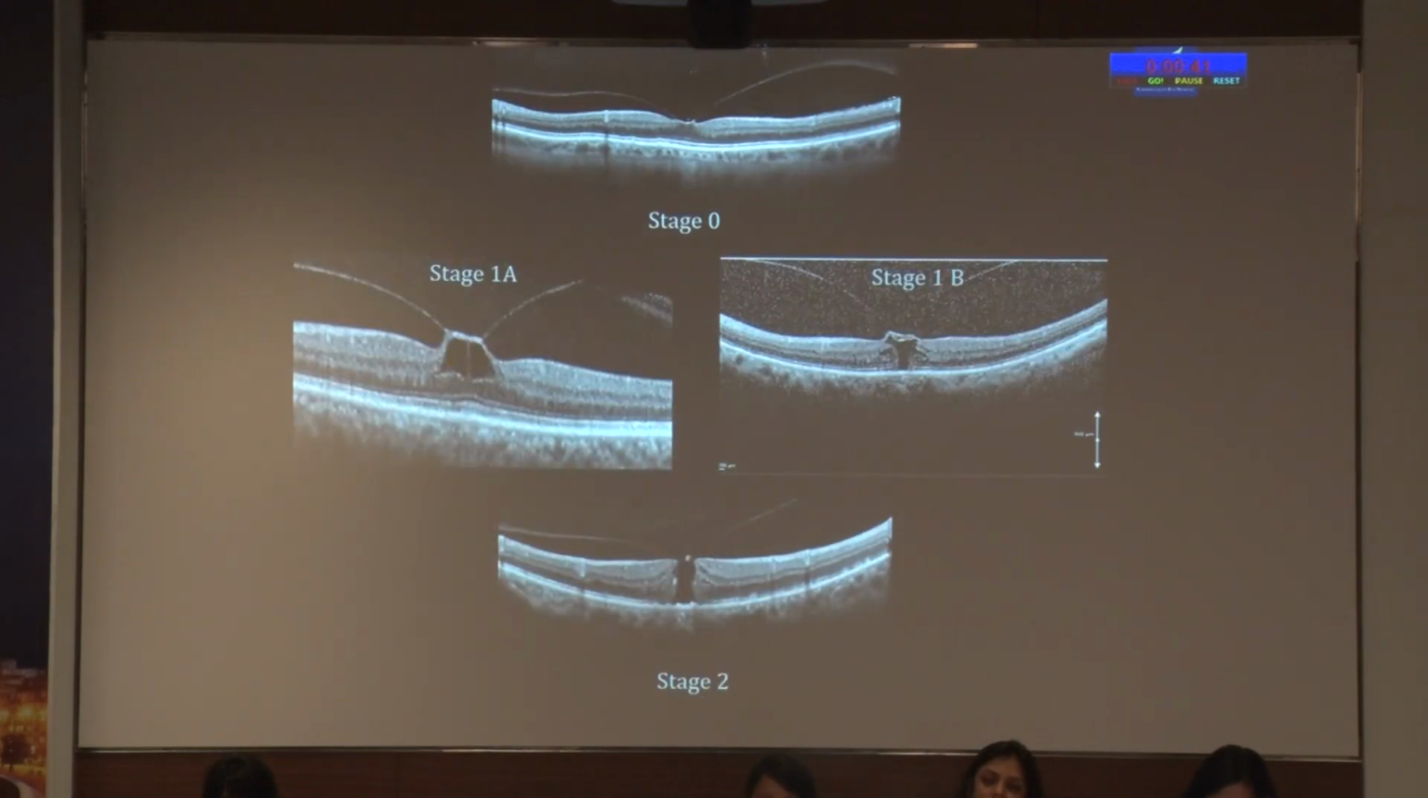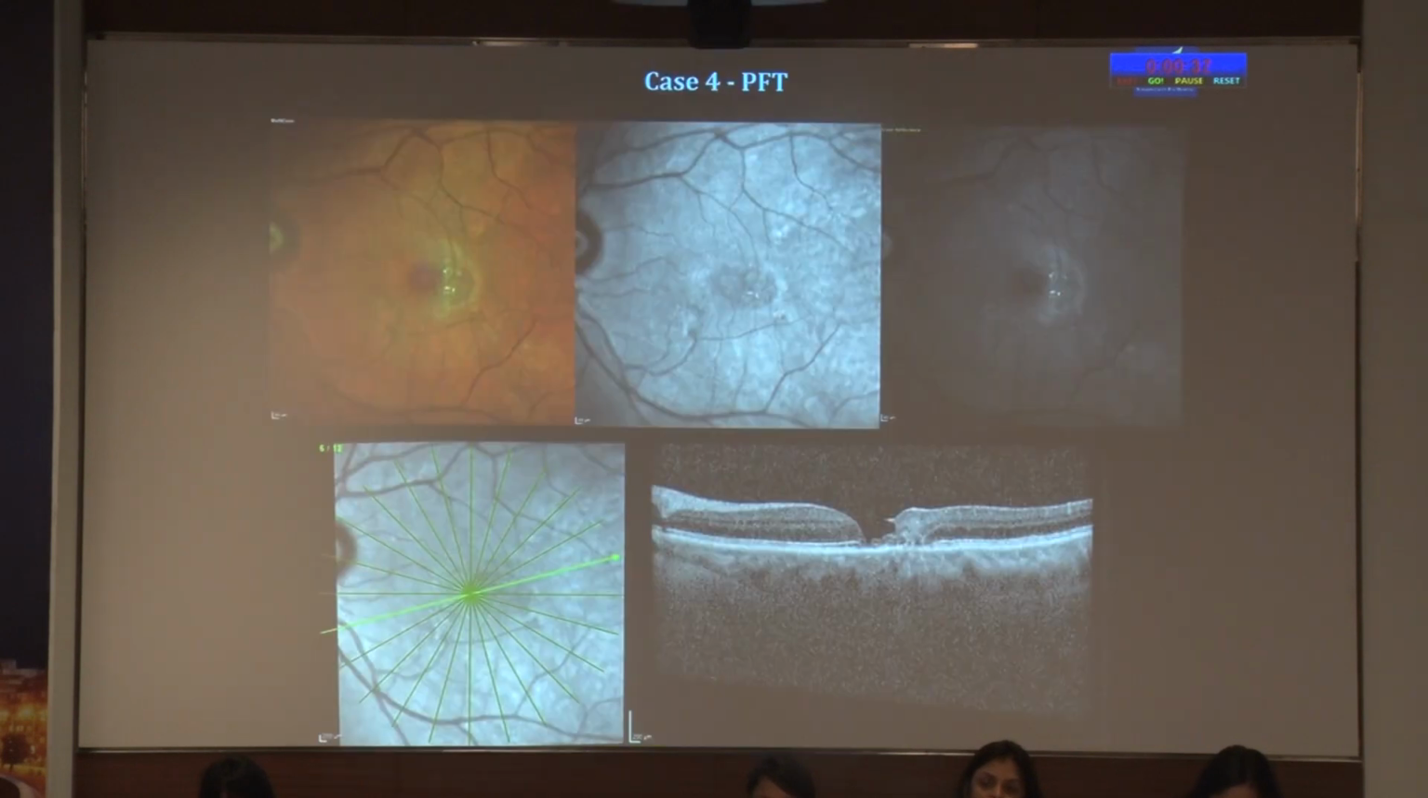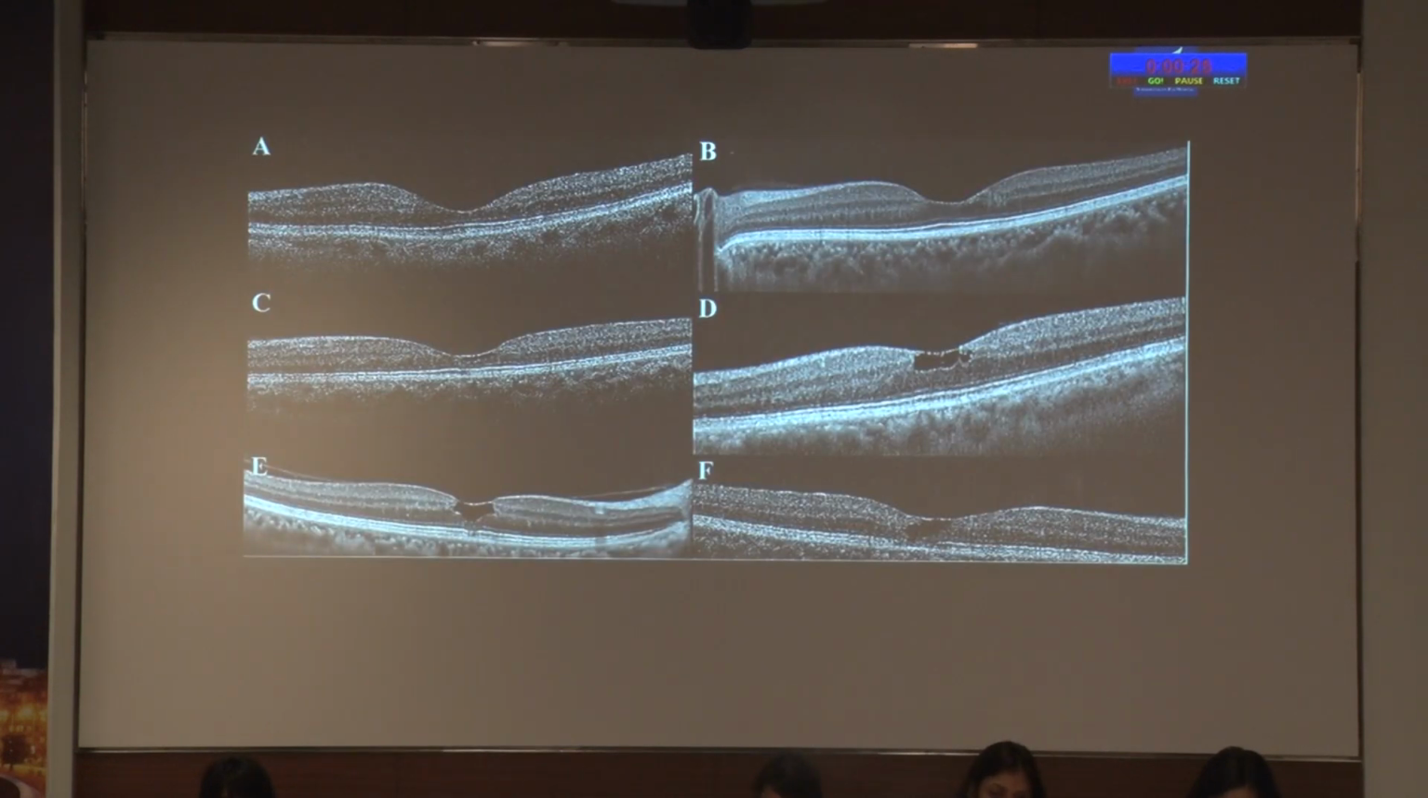So there are various stages of macular hole where you can actually give them a prognosis based on how they end up. PFT is another common lesion where the macula might look very normal. Except for a few hard exudates adjacent to the foveal zone, the patient might appear normal, but these are cases where they are going to end up with low vision as time progresses.